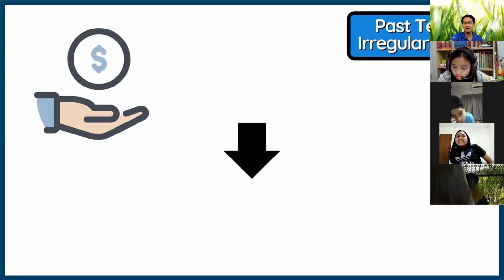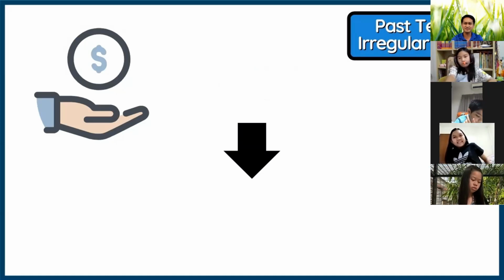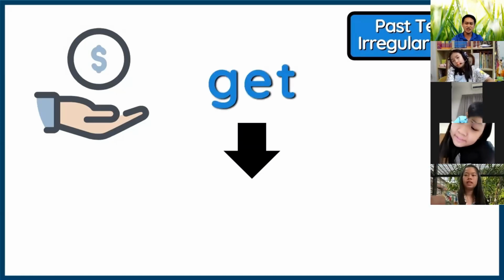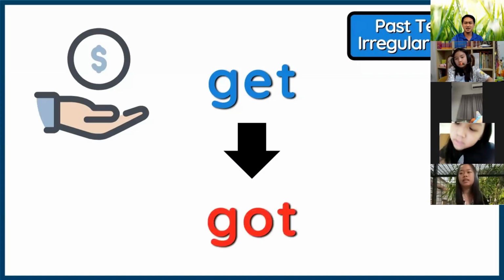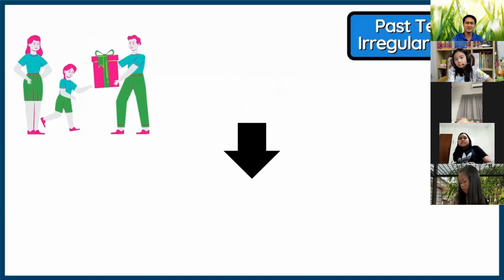Starts with the letter G. Get. Okay, get. Spell get. G-E-T. What is the past tense for the verb get? Got. Okay, got. Spell got. G-O-T. Very good. Next. Keep. Okay, very good.